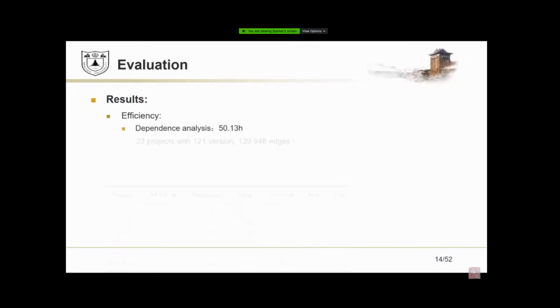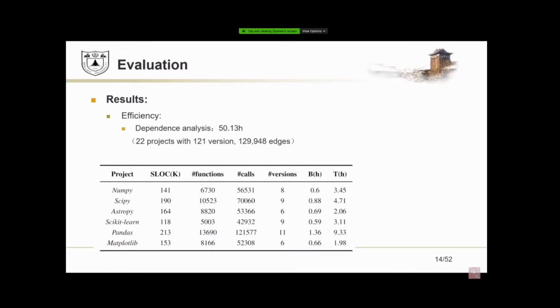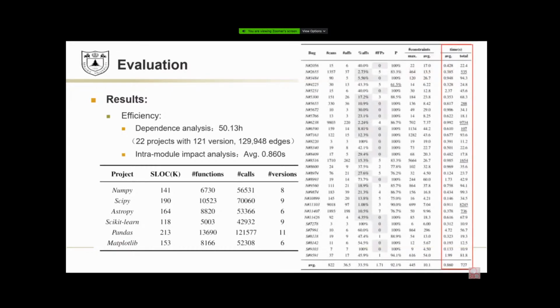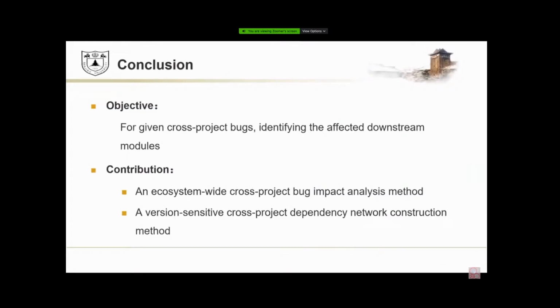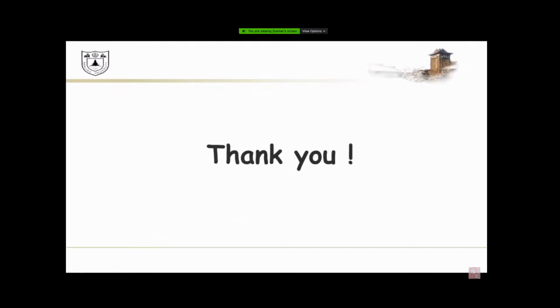And here is the efficiency. The most time-consuming part is the dependency analysis. It takes about 50 hours, and the intra-module impact analysis takes less than 1 second on average. And the conclusion: our objective is, for given cross-project bugs, identifying the affected downstream modules. We have two contributions. One is an ecosystem-wide cross-project bug impact analysis method. The other is a version-sensitive cross-project dependency network construction method. Thank you.